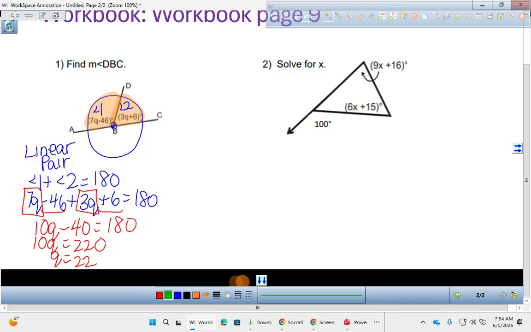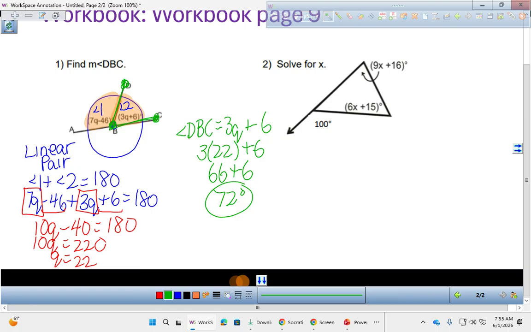The question says find angle DBC. So let's trace those letters. D goes to B, B goes to C. This angle 2 is DBC. So I'm going to take the expression for angle DBC, which is 3Q plus 6, and I'm going to replace the Q with 22 to solve for that angle. So we get 72 degrees. Just make sure you read the question and you answer the question fully, right? This wasn't just asking for Q, it was asking for DBC.